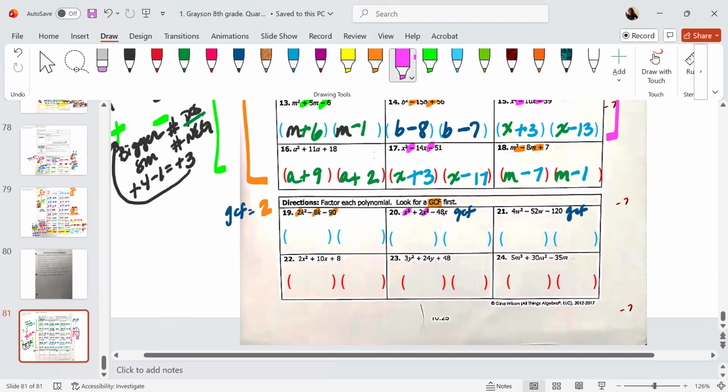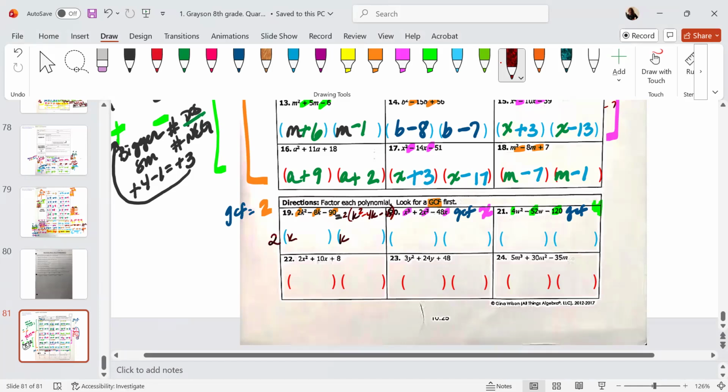X cubed, x squared, x. For this one, it's an x, right? For this one, 4, 52, 120, it's probably going to be a 4. Do you agree? Yeah? Do you see that? All right, so then let's go ahead and put equal. If you take out a 2, right, you'll get k squared minus 4k minus 45, right? And then you put k, 2 right there.